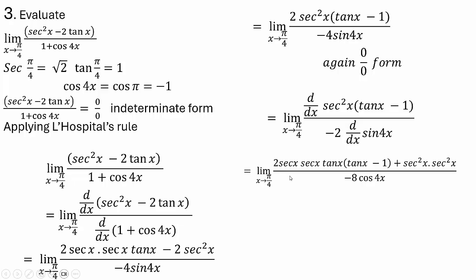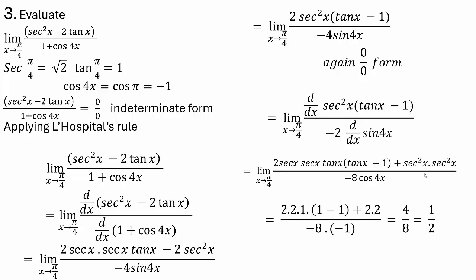Derivative of sec square x is 2 sec x into sec x tan x, into (tan x minus 1) as it is, plus sec square x as it is, and derivative of tan x is sec square x, derivative of 1 is 0, and minus 2 into 4 cos 4x, that is minus 8 cos 4x. This becomes limit x tends to pi by 4 of (2 sec square x tan x into (tan x minus 1) plus sec square x into sec square x) divided by minus 8 cos 4x. If we substitute value x equal to pi by 4, we will get it as 4 by 8, which is nothing but 1 by 2.